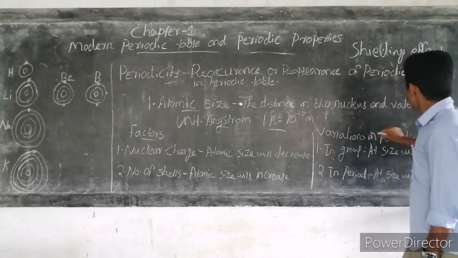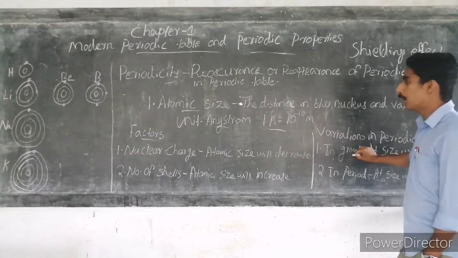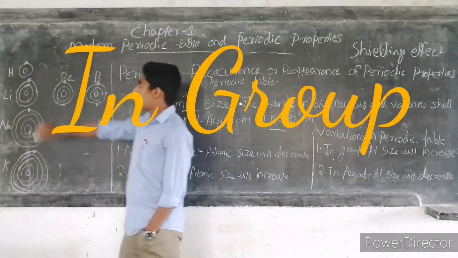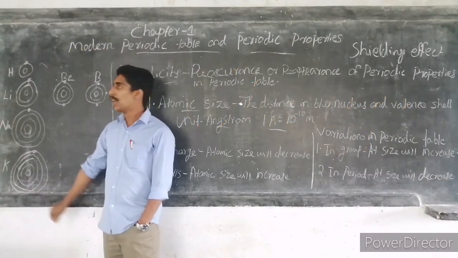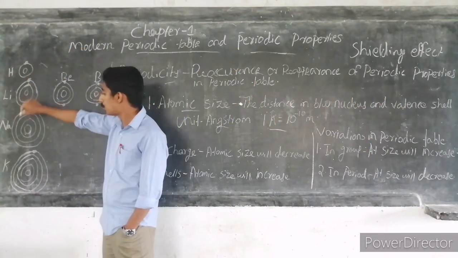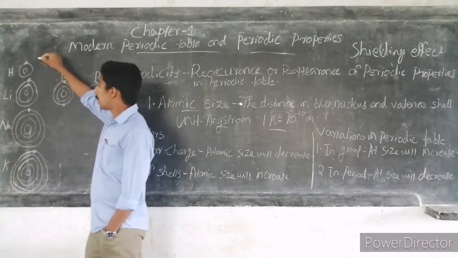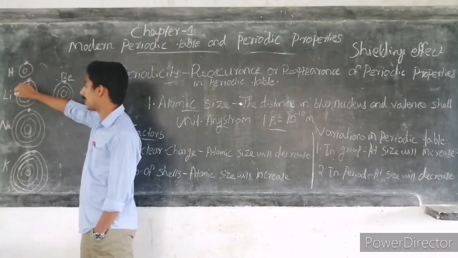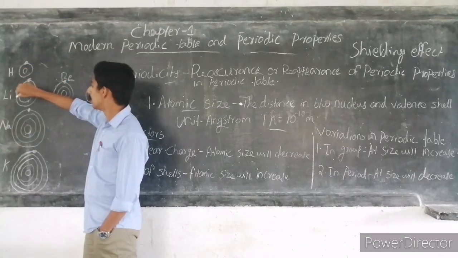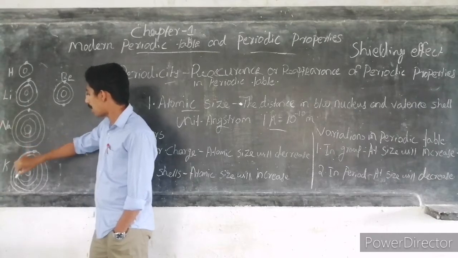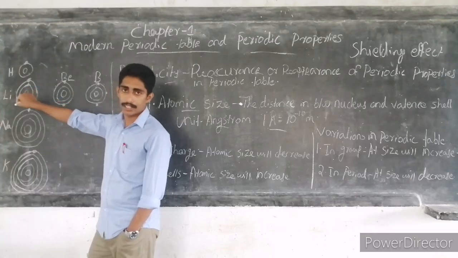Then next is variation of atomic size in the periodic table. In a group, as we move from top to bottom, atomic size will increase. Why? Because as we move from top to bottom in a group, there is an addition of electronic shell. Suppose you take the first group: hydrogen, lithium, sodium, potassium and so on. Hydrogen has only one shell, lithium has two, sodium has three, potassium has four. And the number of valence electrons is the same, one electron.